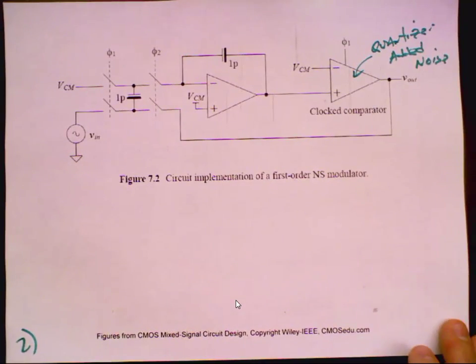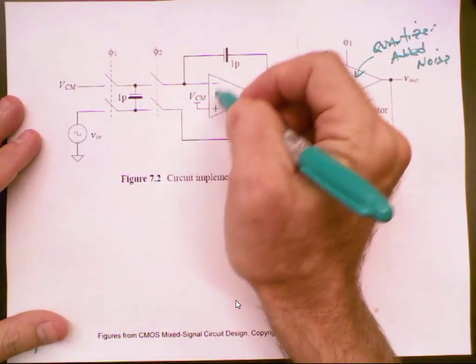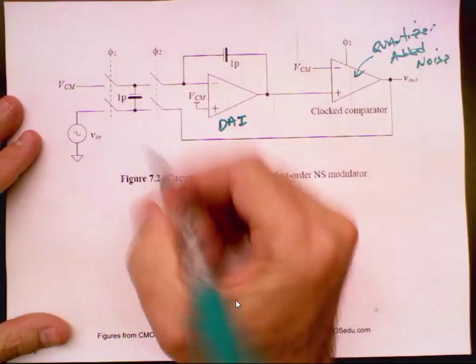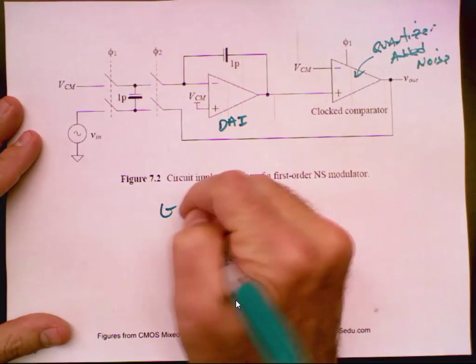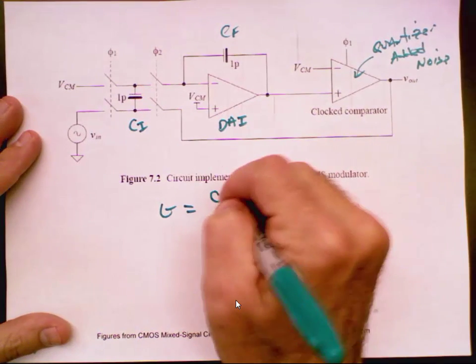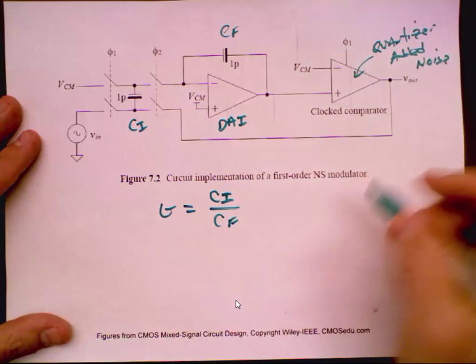All right. So, and then this topology is a discrete analog integrator, and I want to point out one specific thing. The gain of this topology is equal to the feedback divided into the input, CI over CF.